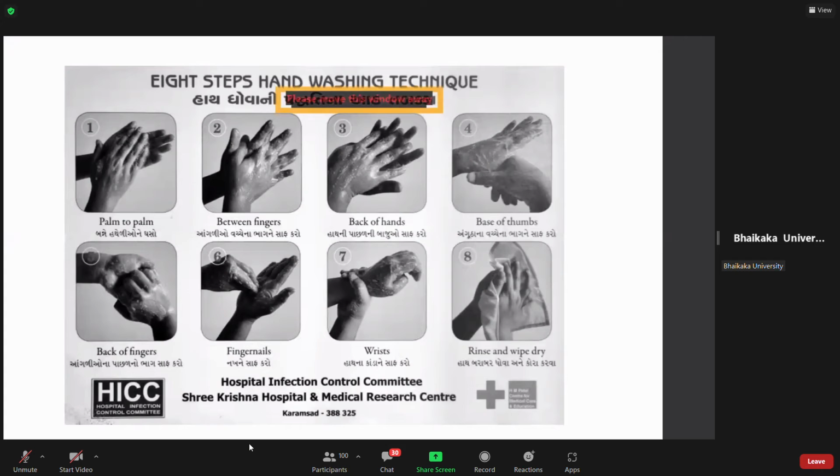Now coming to one important aspect regarding sterilization. The steps of hand washing.